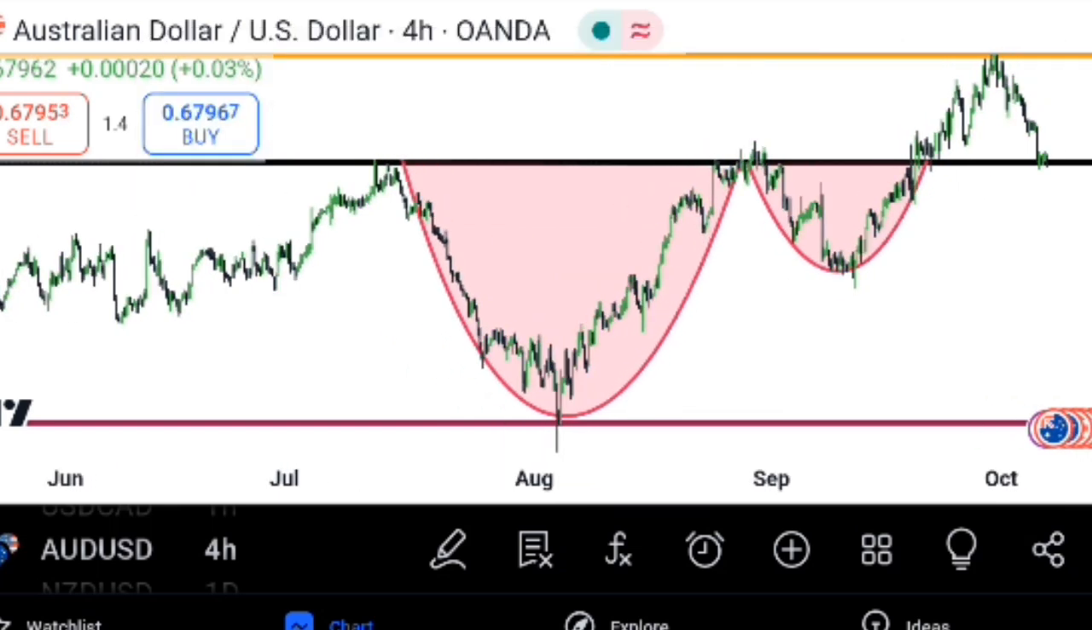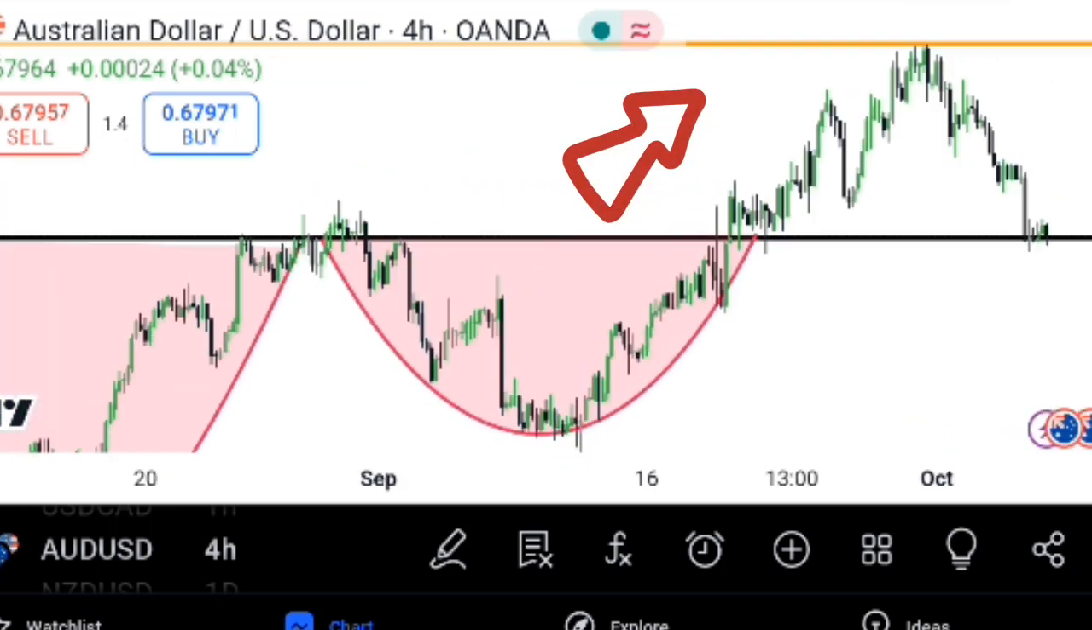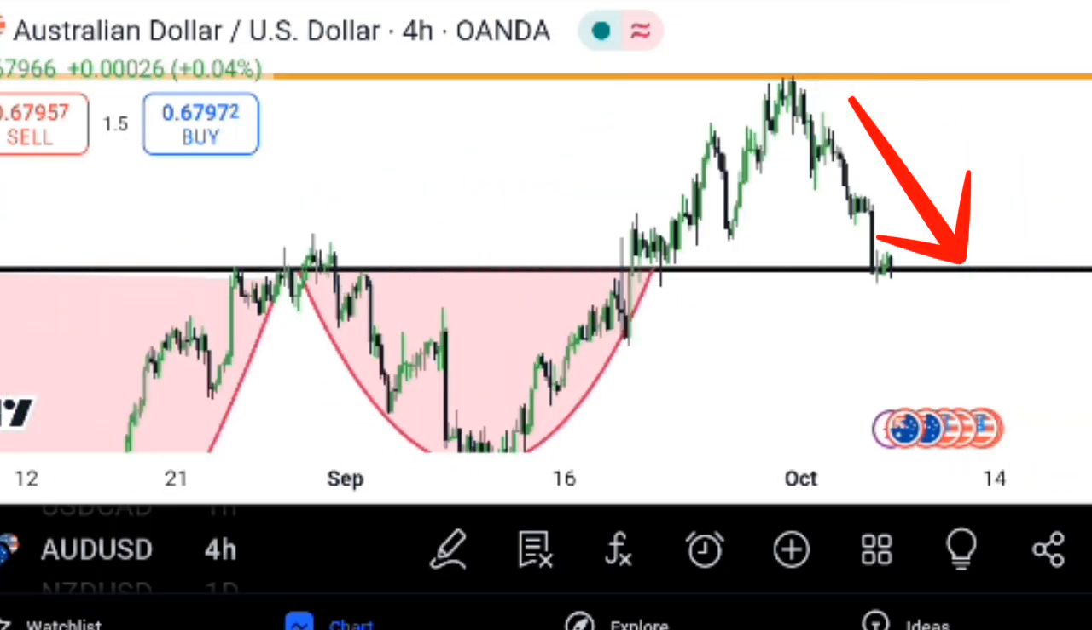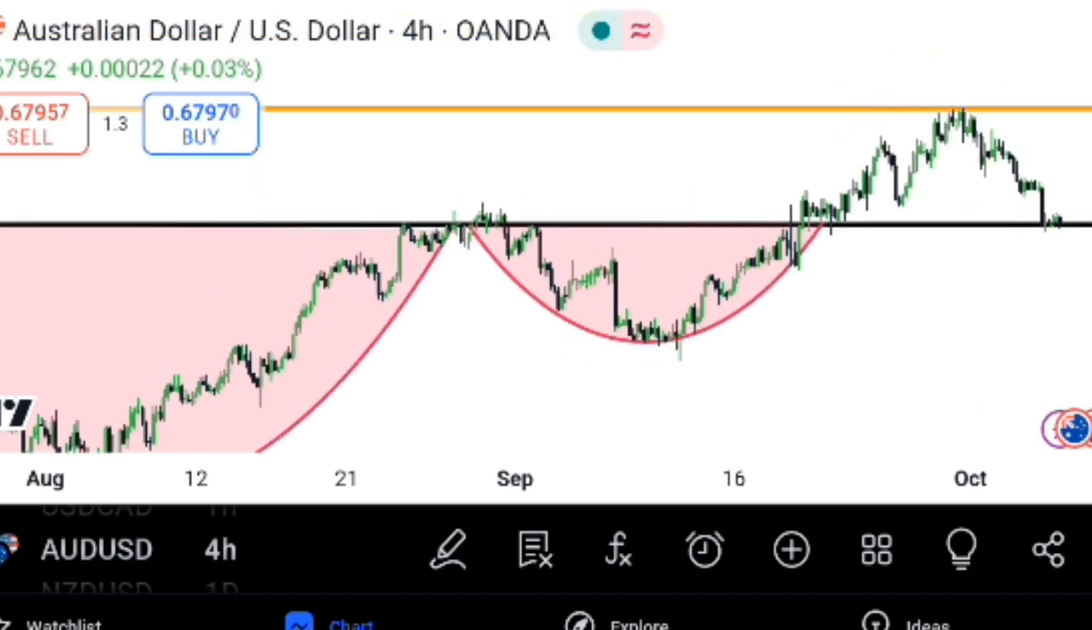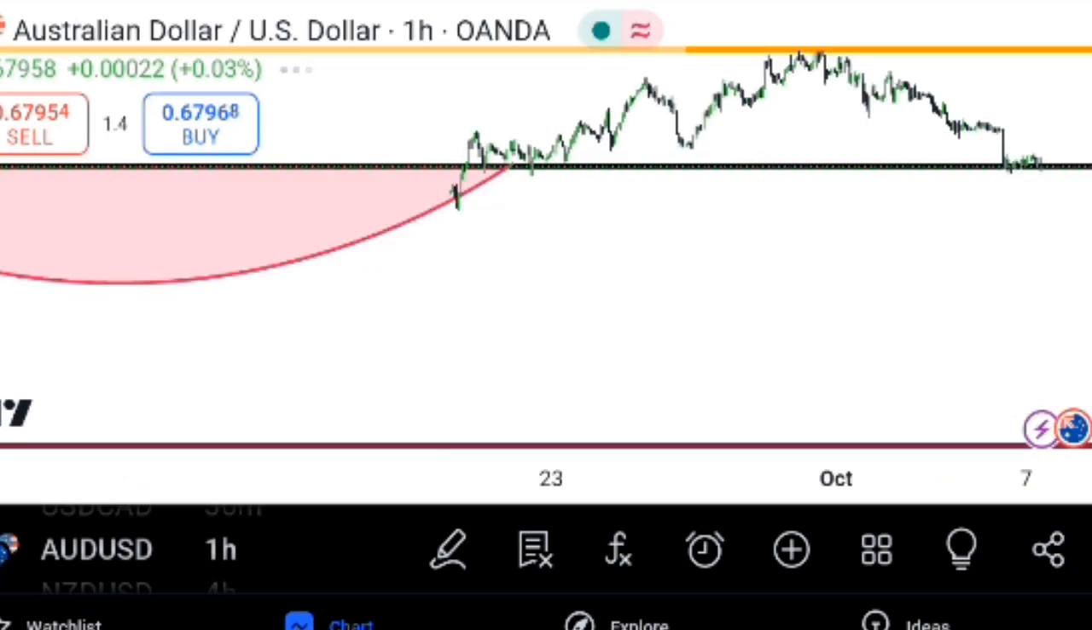So what happened after this? You saw that price actually went up from this support. It continued to go up, but when it reached this resistance, it came back down. So what do we do in this case? We are going to go down on our H1 to have a more clear view.